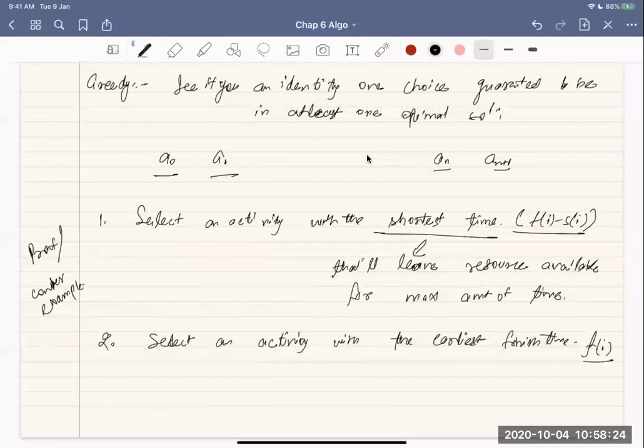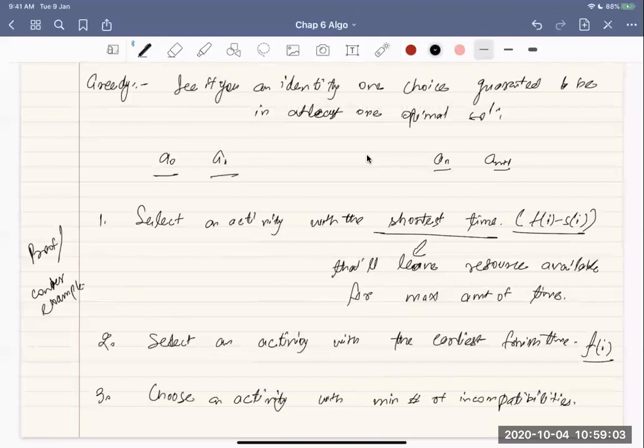Analogously, you can also take the one that starts at the end. Okay. And what else? You can think of other properties. For example, what about choosing an activity that is compatible with the minimum number of activities? Yes. So choose an activity with minimum number of incompatibilities. And that also looks fine.